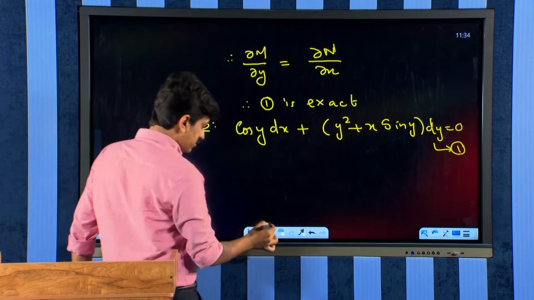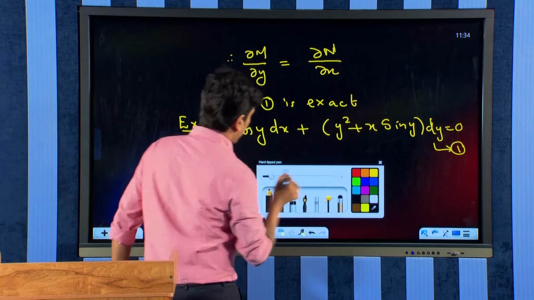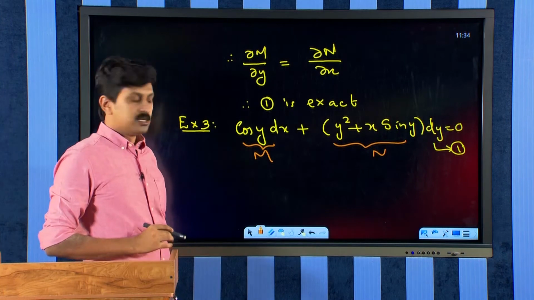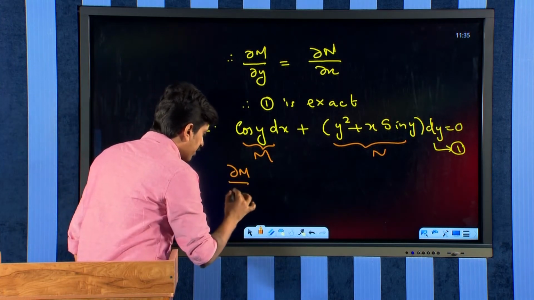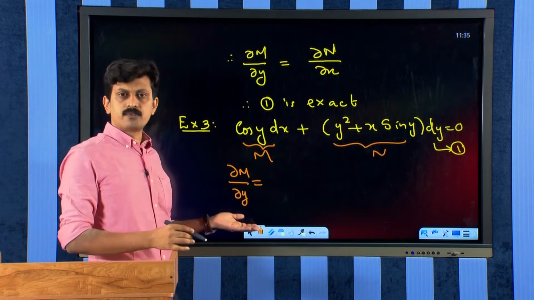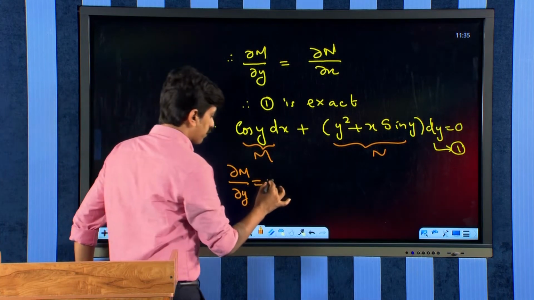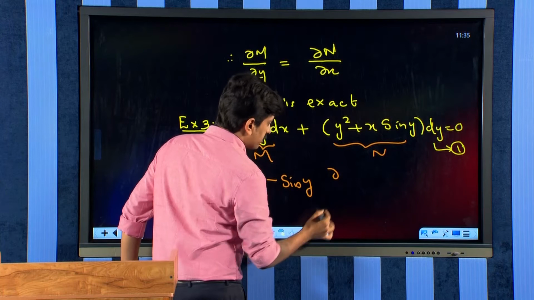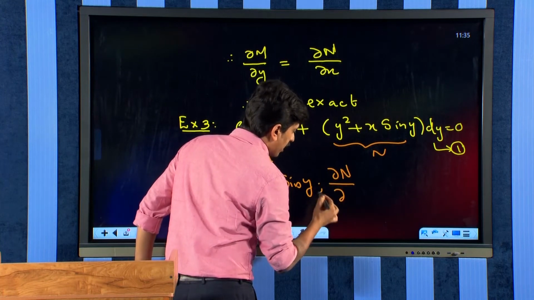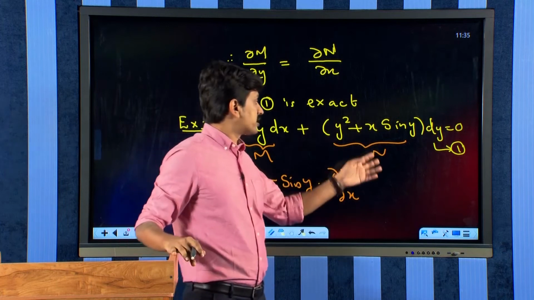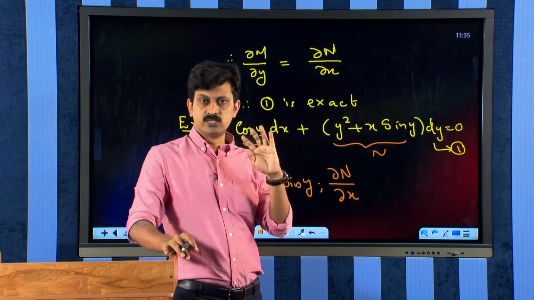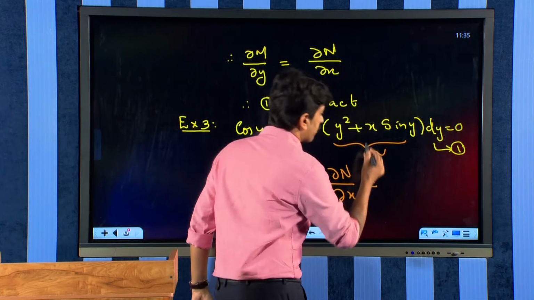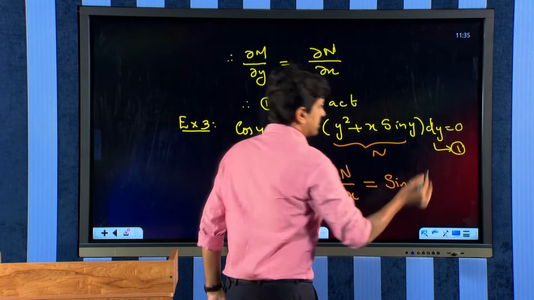From here, this is M, cos y is M, and this is N. So, while finding dou M by dou y, as we did just before, it is the derivative of cos y, therefore minus sin y. While finding dou N divided by dou x, we are differentiating N partially with respect to x. The derivative of y square is 0, and the derivative of x sin y: the derivative of x is 1, here we have plus sign, therefore sin y is there.